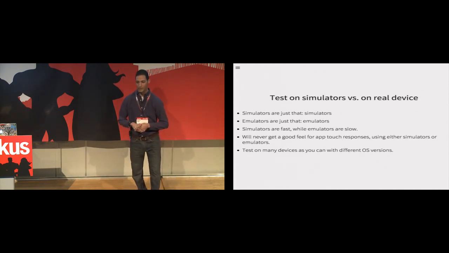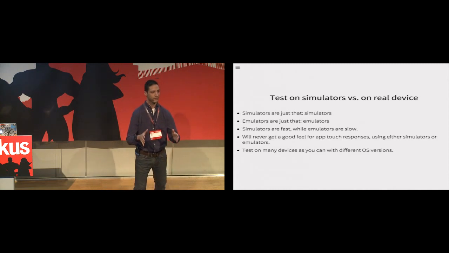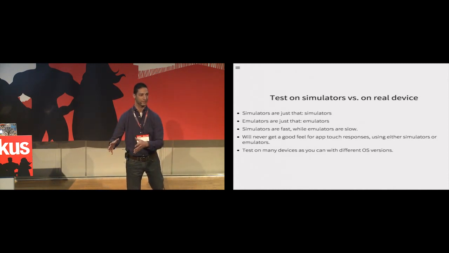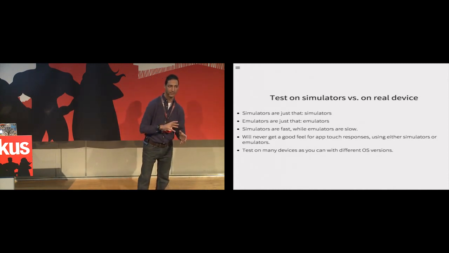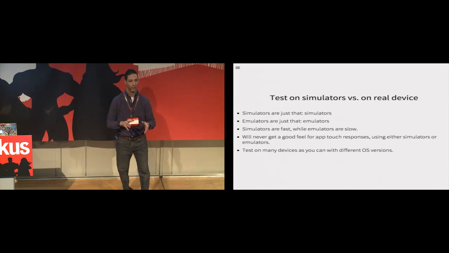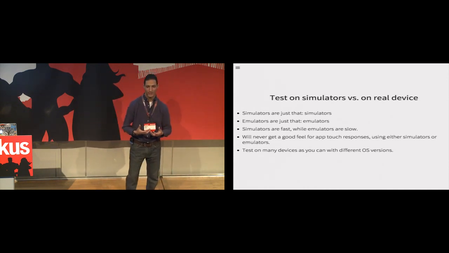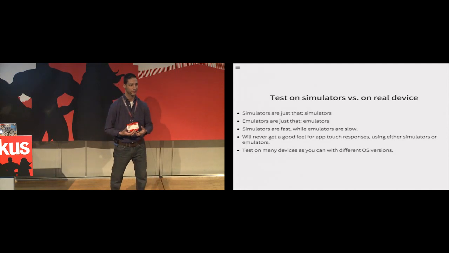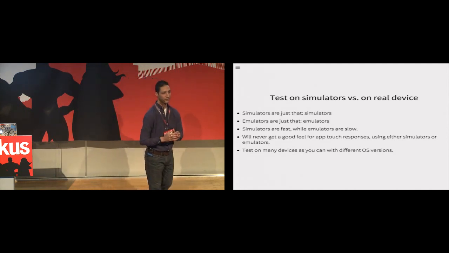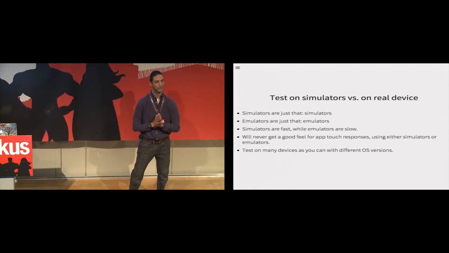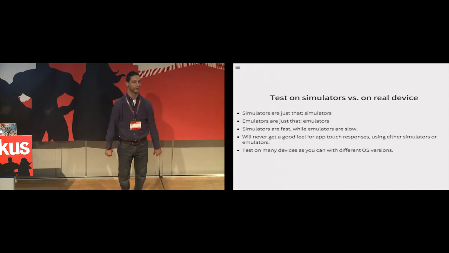Okay, most of the Android development has its emulators. iOS, for example, has simulators. Why? What is the difference? Simulators simulate the software, the operating system. Emulators try to mimic the hardware.